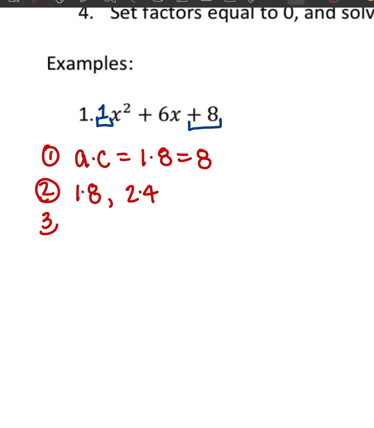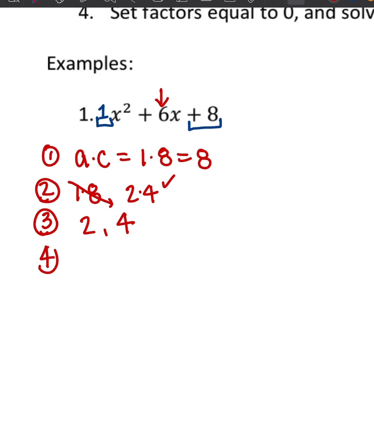And step 3, we're going to choose the factors that multiply to give me 8 and that add together to give me 6. So we know that both of those multiply together to give me 8. But now we're going to choose the factors that add together to give me this positive 6. 1 plus 8 gives me 9, so I'm not going to use that one. 2 plus 4 gives me 6, so those are the two factors we're going to use.